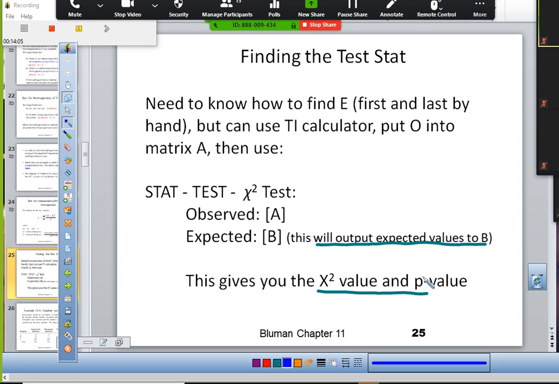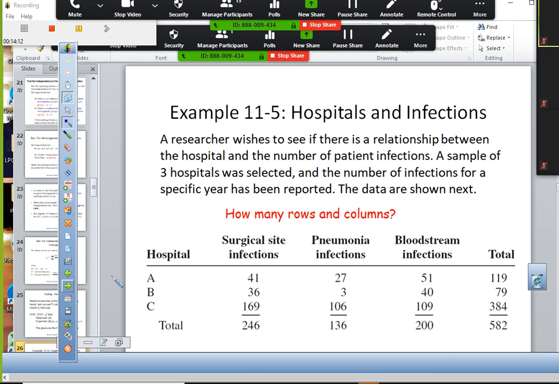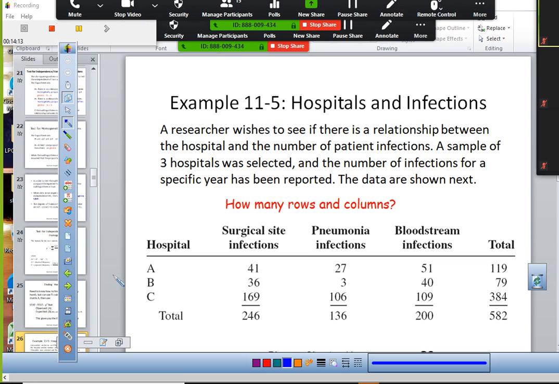Remember, p-value is the probability of getting a sample like yours. Is it unlikely or likely? All right, so here's a more concrete example. This is the page that you are turning in now. So this one is hospitals and infections. A researcher wishes to see if there's a relationship between the hospital and the number of patient infections.